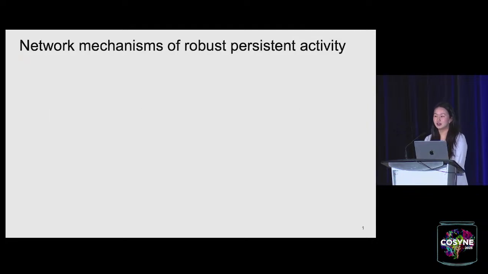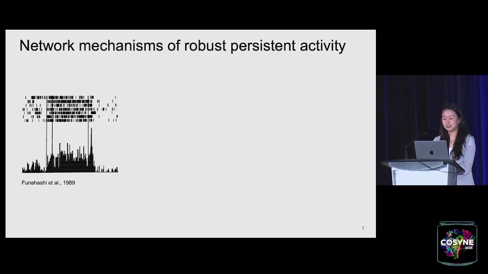Today I want to talk to you about circuit mechanisms of persistent activity. Persistent neural activity underlies many key cognitive functions like short-term memory. During short-term memory, neurons in frontal cortex show persistent firing. This persistent firing allows the brain to temporarily maintain information to bridge past and future events.